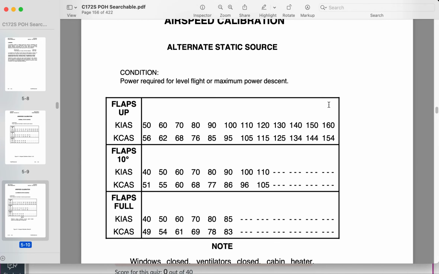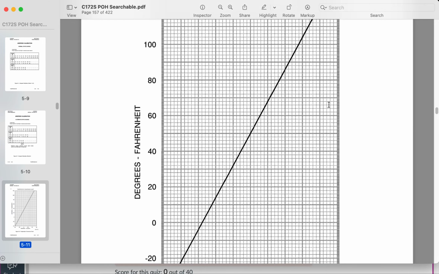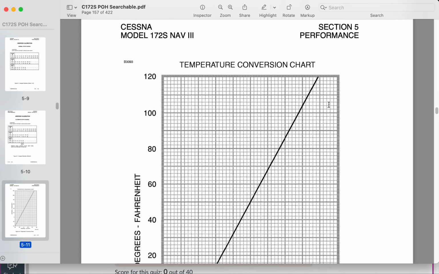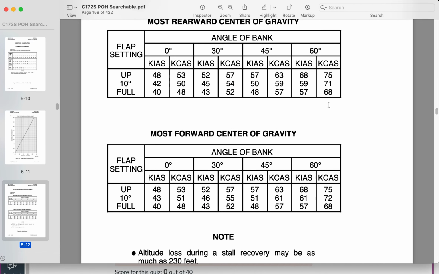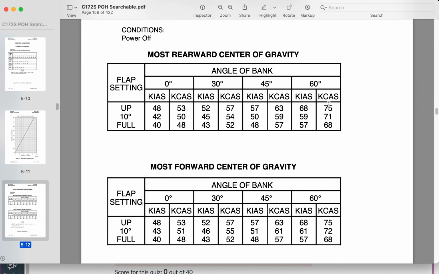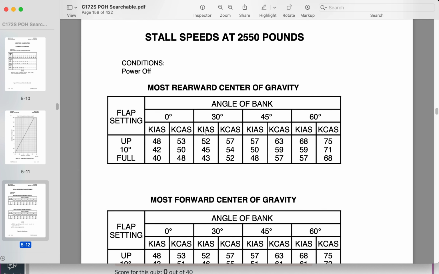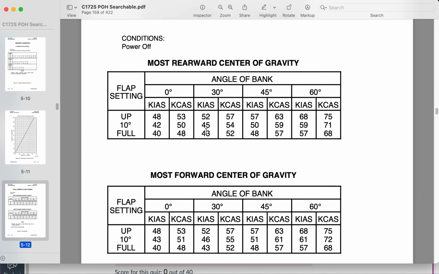I will ask you about this, here's a nice temperature conversion chart between Fahrenheit and Celsius. I will ask you some questions about stall speed. I didn't put this in the video because it's not necessarily a performance thing, but it's a chart thing, and I want to make sure you can read charts.